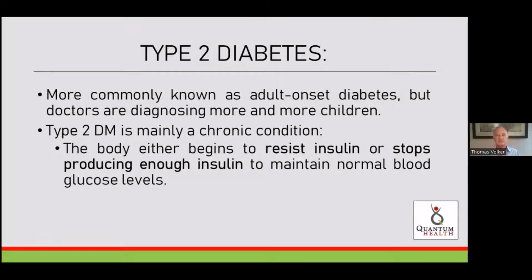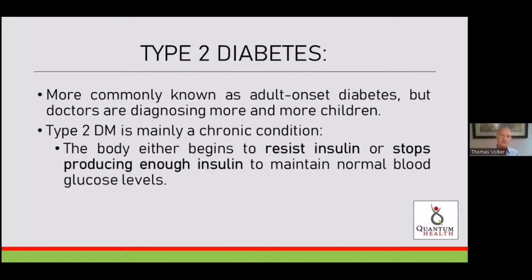In type 2 diabetes, the body resists the function of insulin. In other words, the body cells are not sensitive to insulin anymore. Or the body might stop producing enough insulin to have that effect of drawing sugar out of the blood vessels into cells. Right.